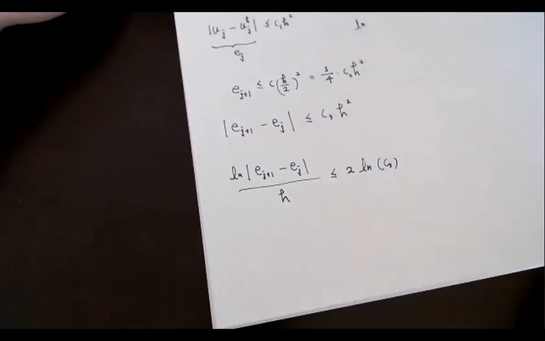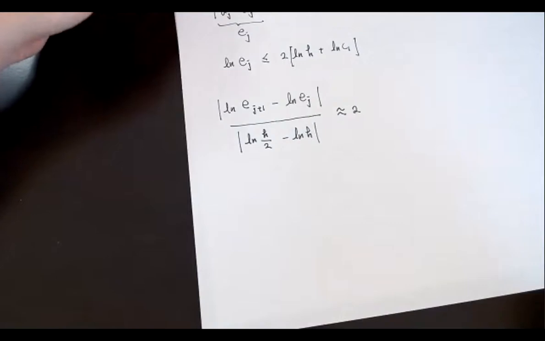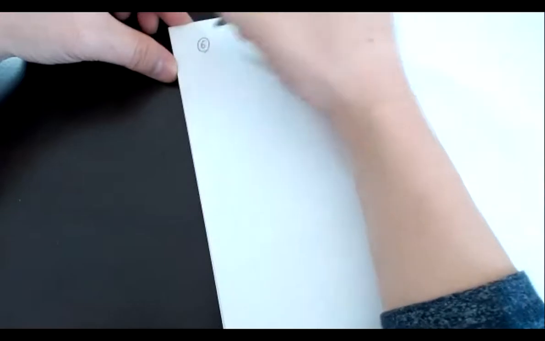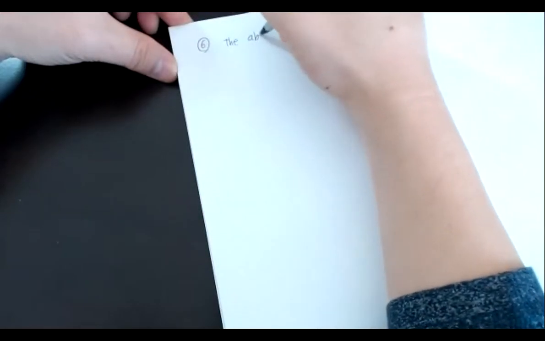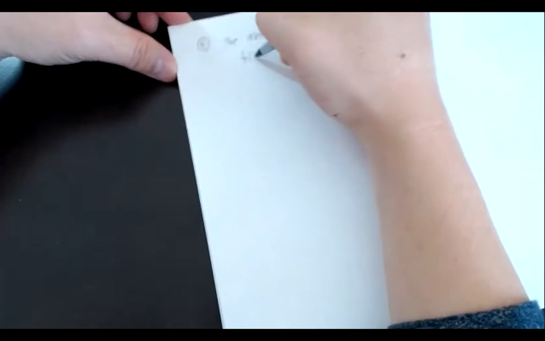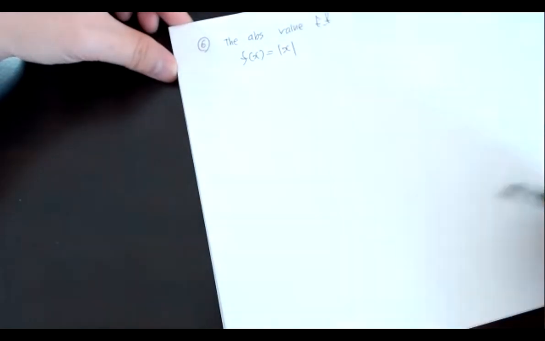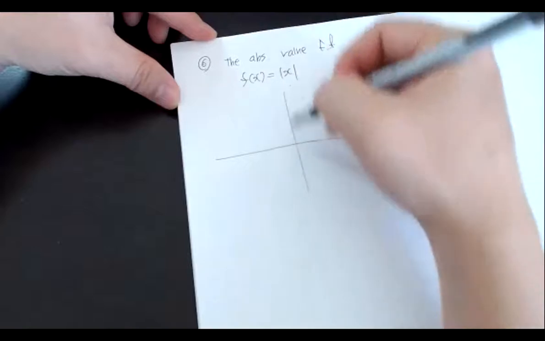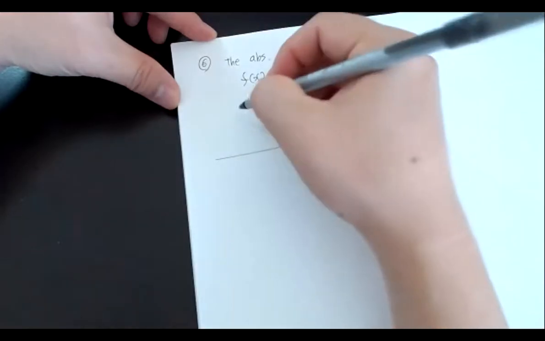Okay? And then now what is this? Okay, let me do it here. So let's see, this one, 5 and 6, the absolute value. The absolute value function is this: f of x is equal to the absolute value of x. Okay. So now the graph of the absolute value function is this.